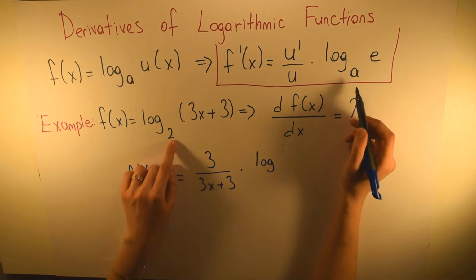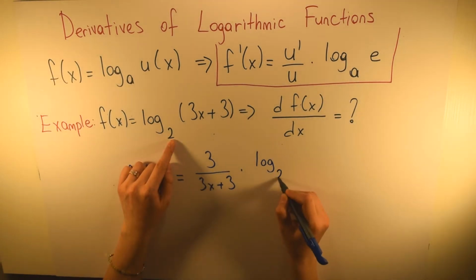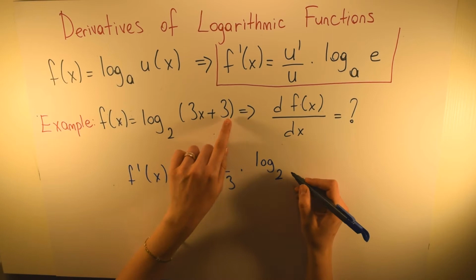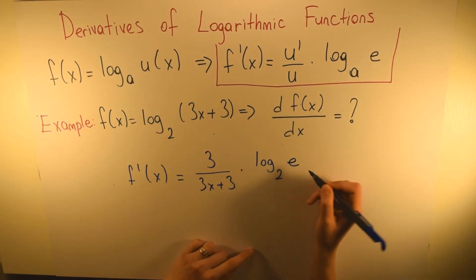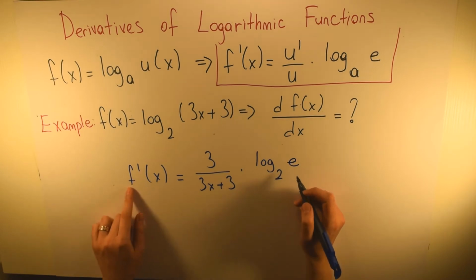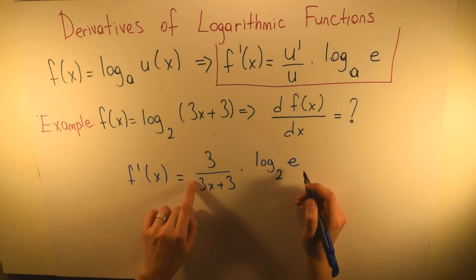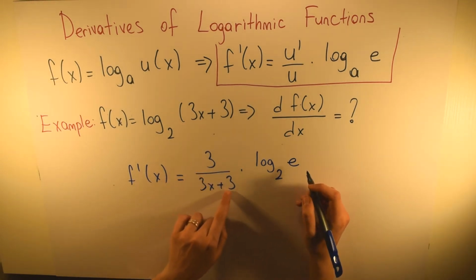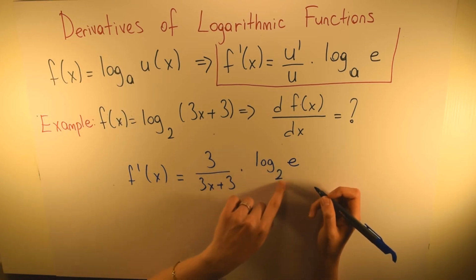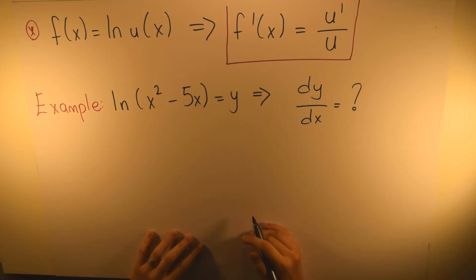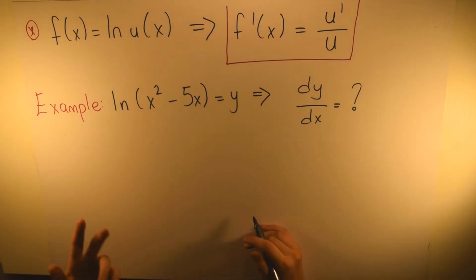a. So here our a is equal to 2, but here we write e, right? So this is our formula, it's e. So the derivative of f of x is equal to 3 over 3x plus 3 times logarithm base 2 of e. Now let's see how we solve problems when we have natural logarithm.